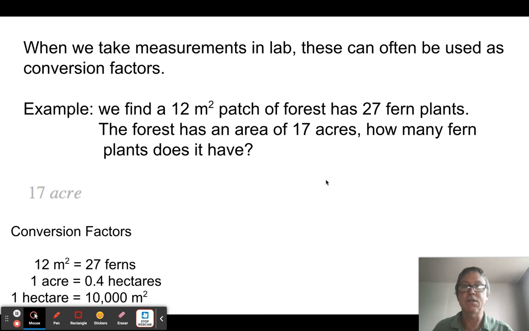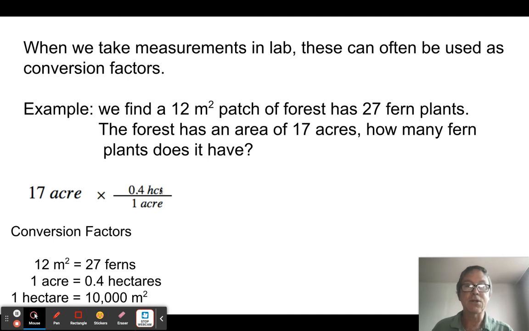I'm going to start with acres. I don't want acres, so it has to go. I'm going to multiply by a fraction, and I'm going to put acres down below. And what can I put up above? I can put hectares up above, and here's why. I have a conversion factor that tells me 1 acre equals 0.4 hectares. And I have to make sure that I put the correct number with the correct unit. 1 goes with acre, and 0.4 goes with hectares.